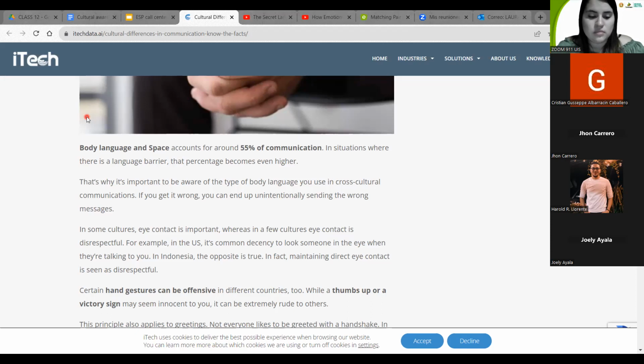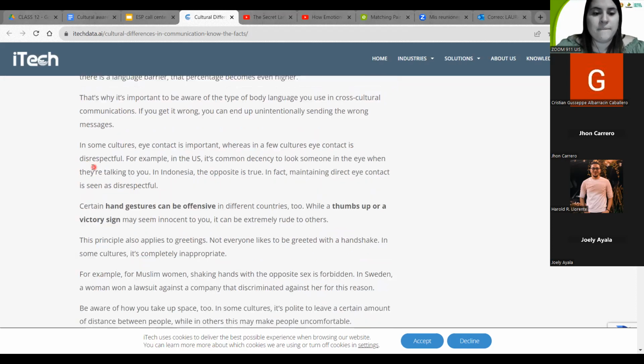If you get it wrong, you can end up unintentionally sending the wrong messages. In some cultures, eye contact is important, whereas in a few cultures, eye contact is disrespectful. For example, in the US, it's common decency to look someone in the eye when they are talking to you. In Indonesia, the opposite is true. In fact, maintaining direct eye contact is seen as disrespectful.